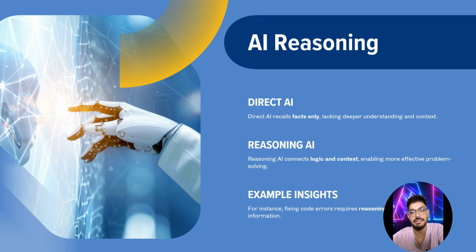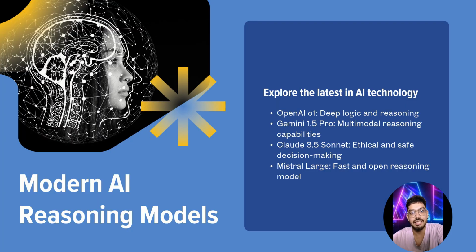Direct AI just gives you a direct answer, but reasoning AI understands your problem and solves it based on the data set. Direct AI names are like GPT-3, Bard Classic, Llama 2, etc. And the latest reasoning AI models are OpenAI o1, o1 Mini, Claude 3.5, Gemini 1.5, etc.